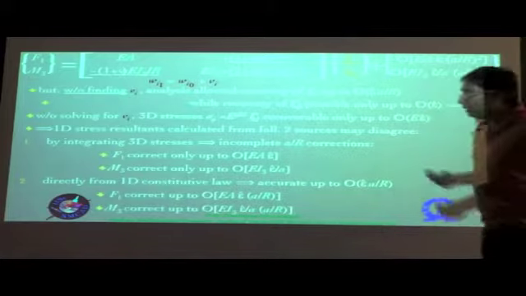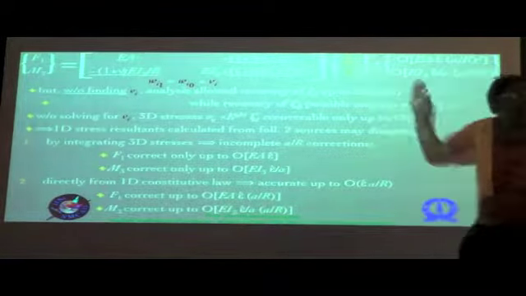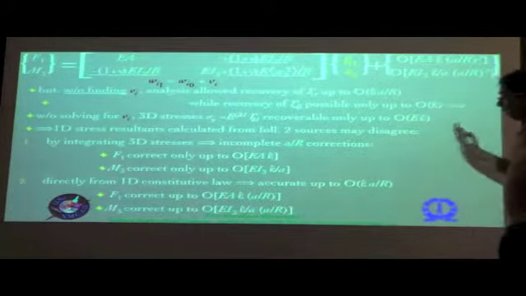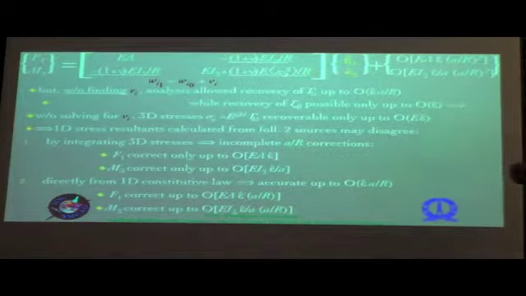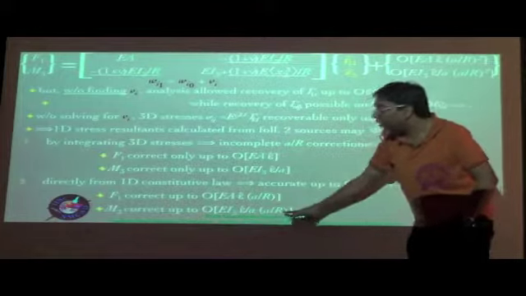On the other hand, as I said, the direct approach would be to use the constitutive law as is listed at the top of this slide over here. Then you know that both these results would be correct up to the first order of correction, namely the a by R correction would be included both in F1 as well as in M3.